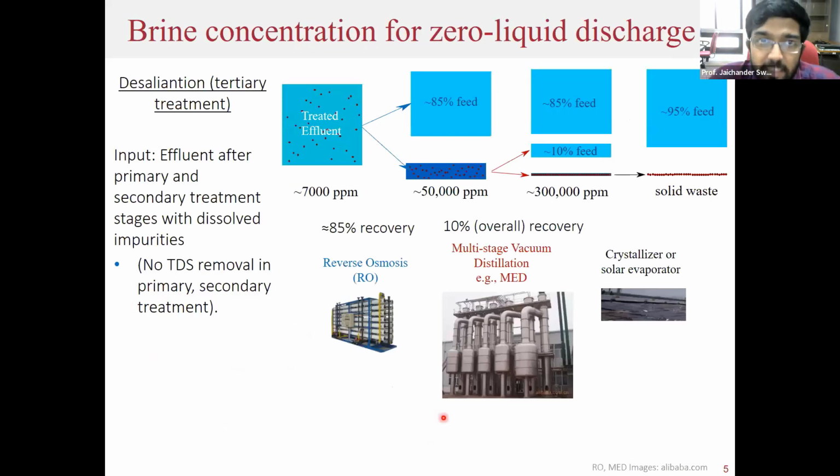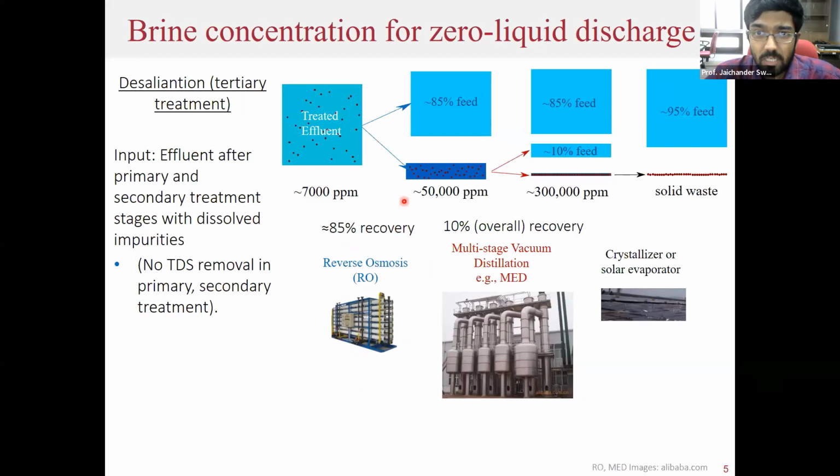So broadly speaking, if we think about brine concentration towards zero liquid discharge, I'm highlighting here the conventional treatment steps as they exist today. So if the incoming water is salty, let's say it's coming in at around 7,000 ppm TDS, first and foremost, we would always want to use reverse osmosis because this is the most established, well-developed technology, and it's also the cheapest among the technology alternatives as on date. And so we would like to push for as much recovery of water as possible with this reverse osmosis step.